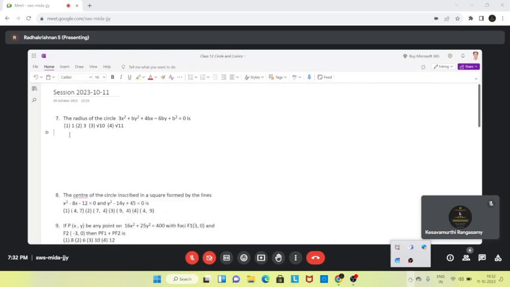A circle's equation is of the form, suppose it is of the form ax square plus by square plus cx plus dy plus some e. So there will be an x square term, a y square term, an x term, a y term, and a constant term. So what relation will there be between the x square term and the y square term? Can somebody say that?